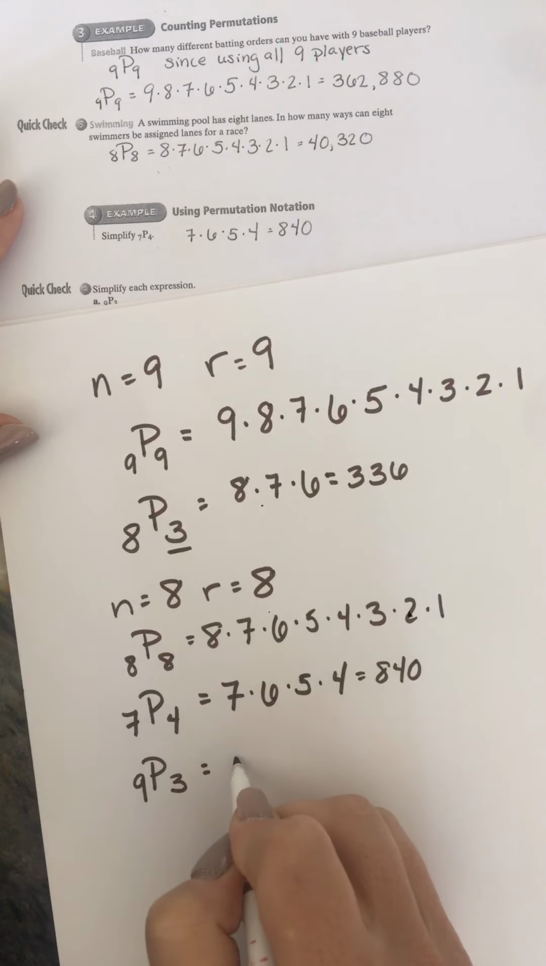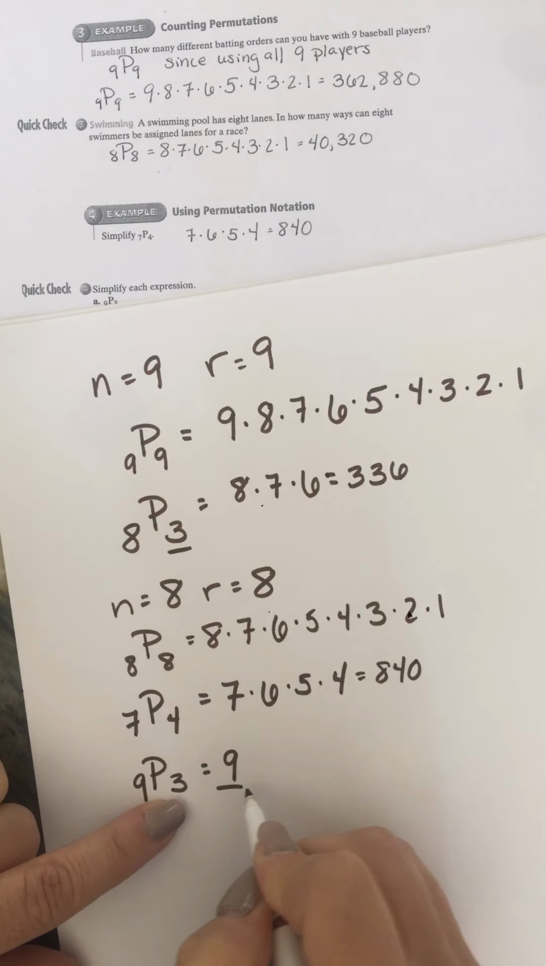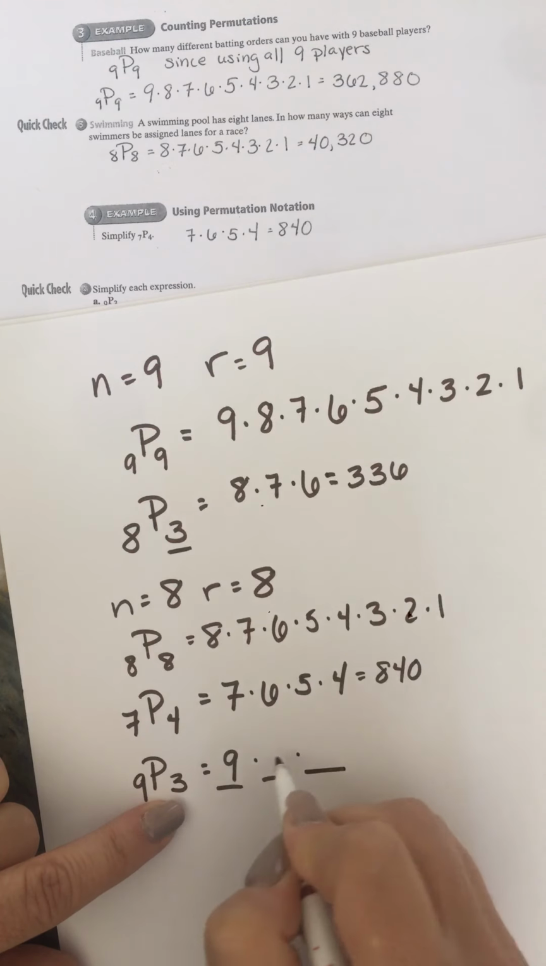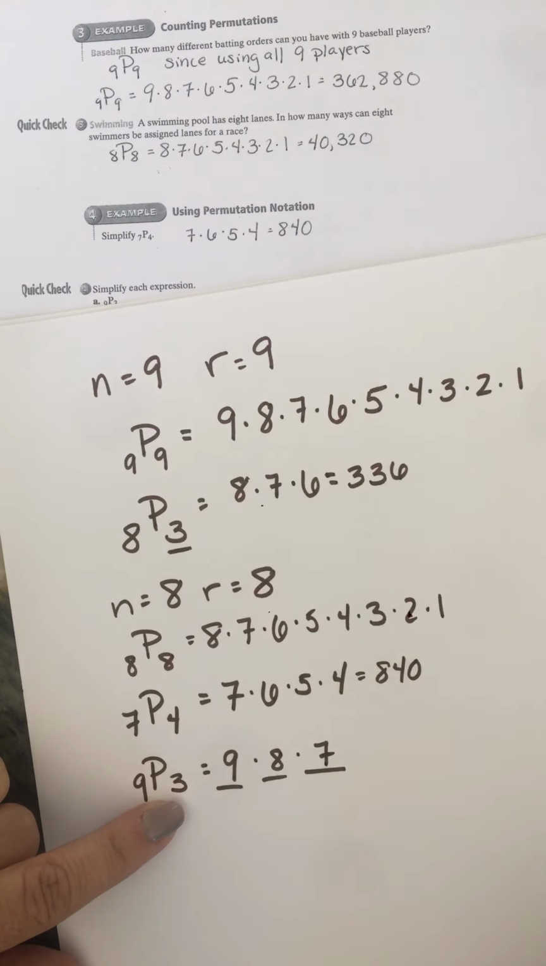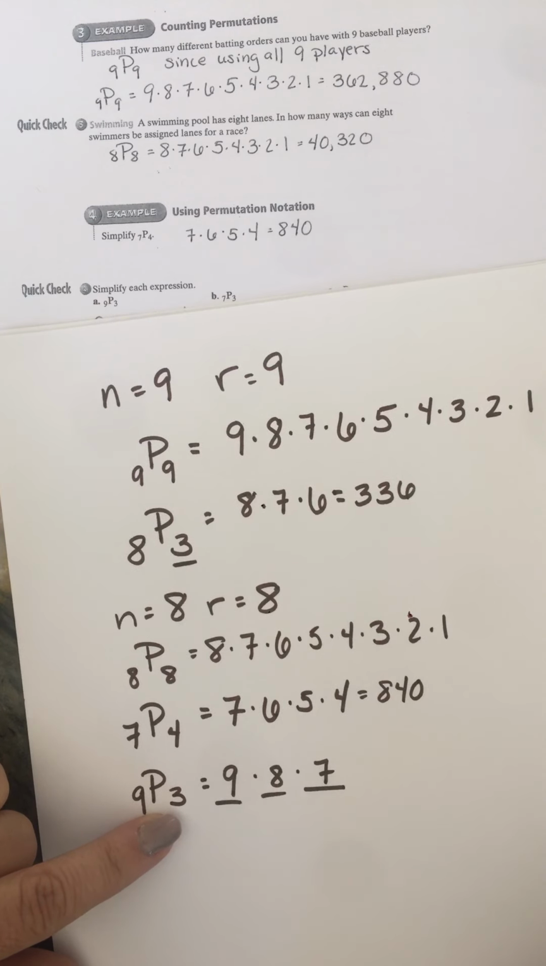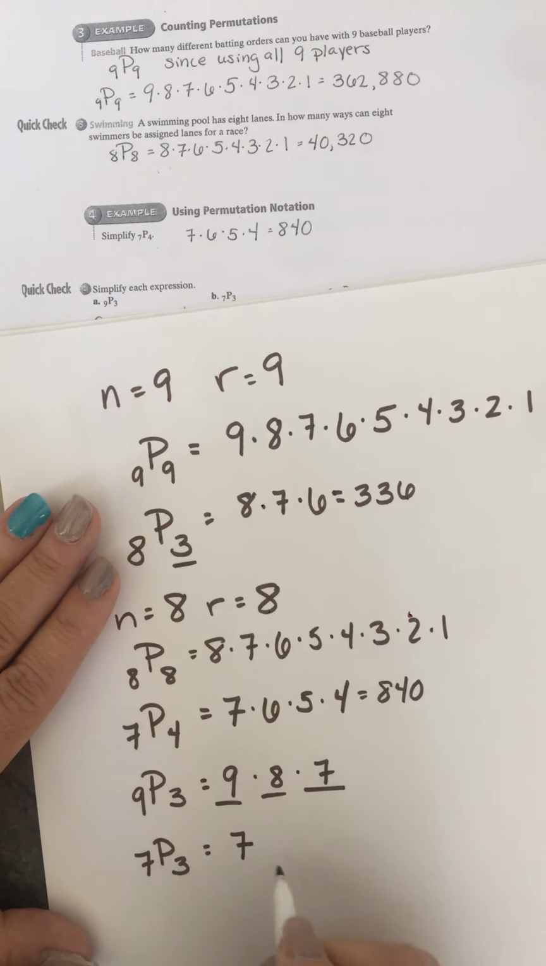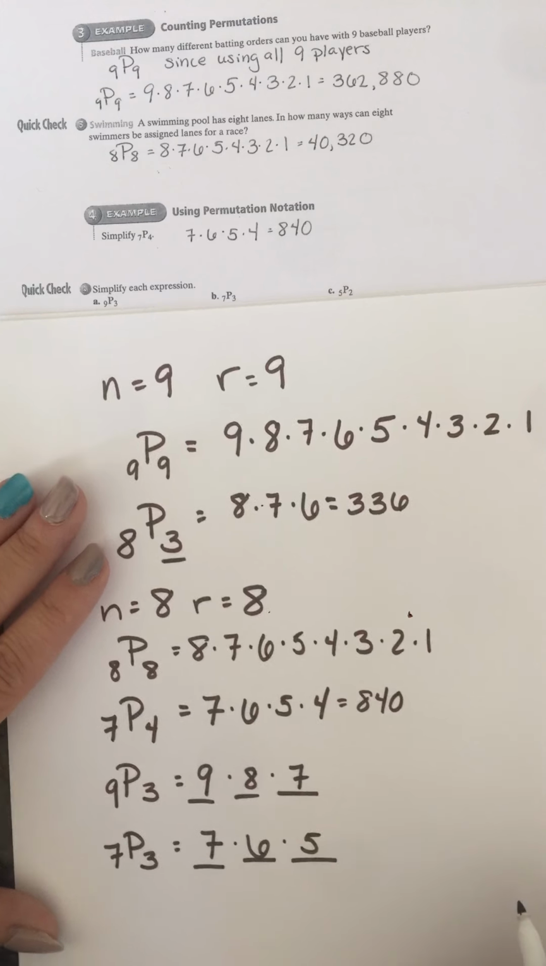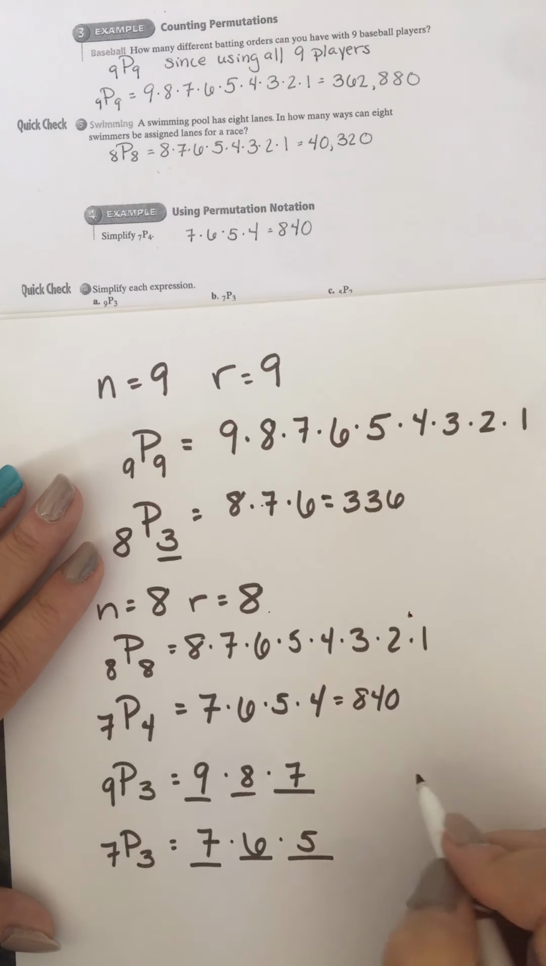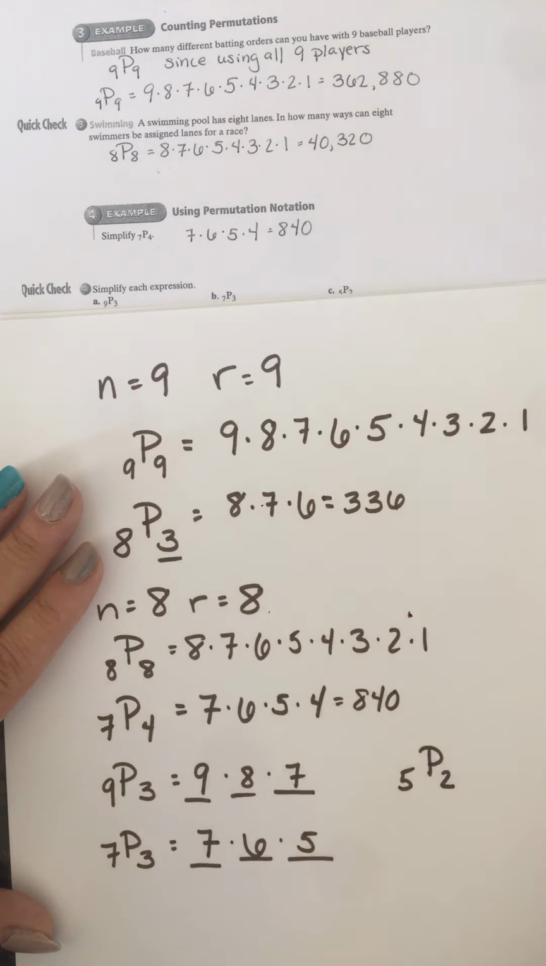All right, here we go. We start with 9, and how many numbers are we going to get? 3, right? So 9 times 8 times 7. How about 7P3? We start with 7. How many numbers? 3 numbers. So 7 times 6 times 5. All right, how about the last one, 5P2? What do we start with? 5. How many numbers? Just 2, so 5 times 4.